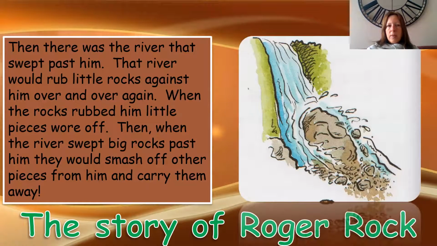Then there was the river that swept past him. That river would rub little rocks against him over and over again. And when the rocks rubbed him, little pieces wore off. Then, when the river swept big rocks past him, they would smash off other pieces from him and carry them away. So he was having little bits knocked off him by the river water. And then when the river was running really fast, with lots of water in there, bigger bits were knocked off him as well. So all sorts of things were happening to poor Roger at the moment.